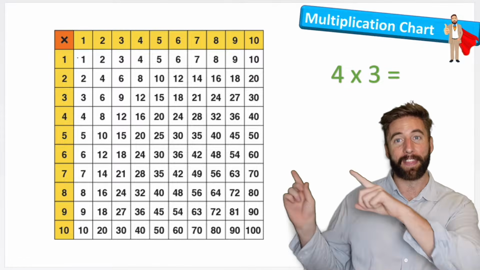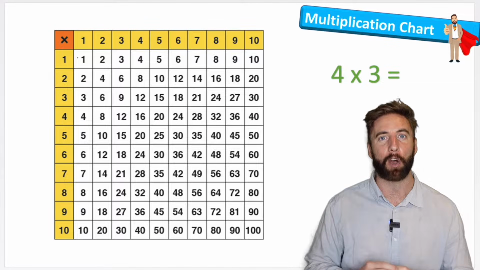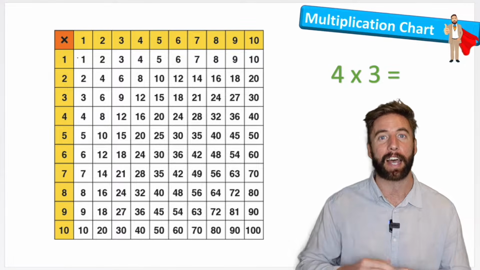We are going to be looking at this multiplication grid and how it can help us solve multiplication questions as well as division questions. Let's begin.